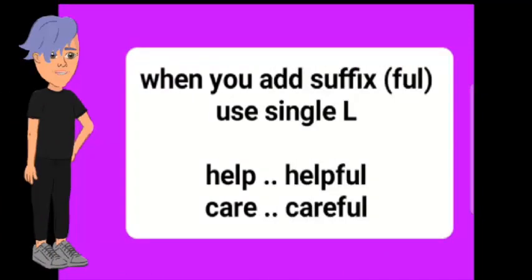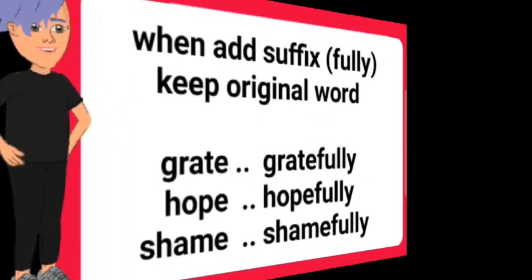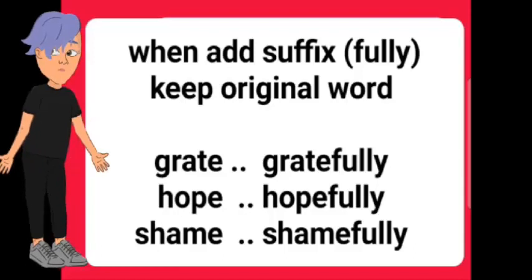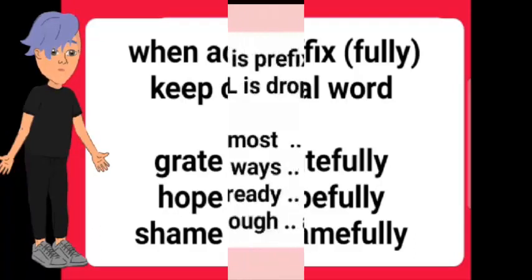When you add the suffix full to a word, use a single L, not a double L, single L. So help becomes helpful, care becomes careful. When you add the suffix fully to a word that ends in E, don't omit the E. So grateful becomes gratefully, the E stays there. Hope, hopefully, the E stays. Shame, shamefully, the E stays.